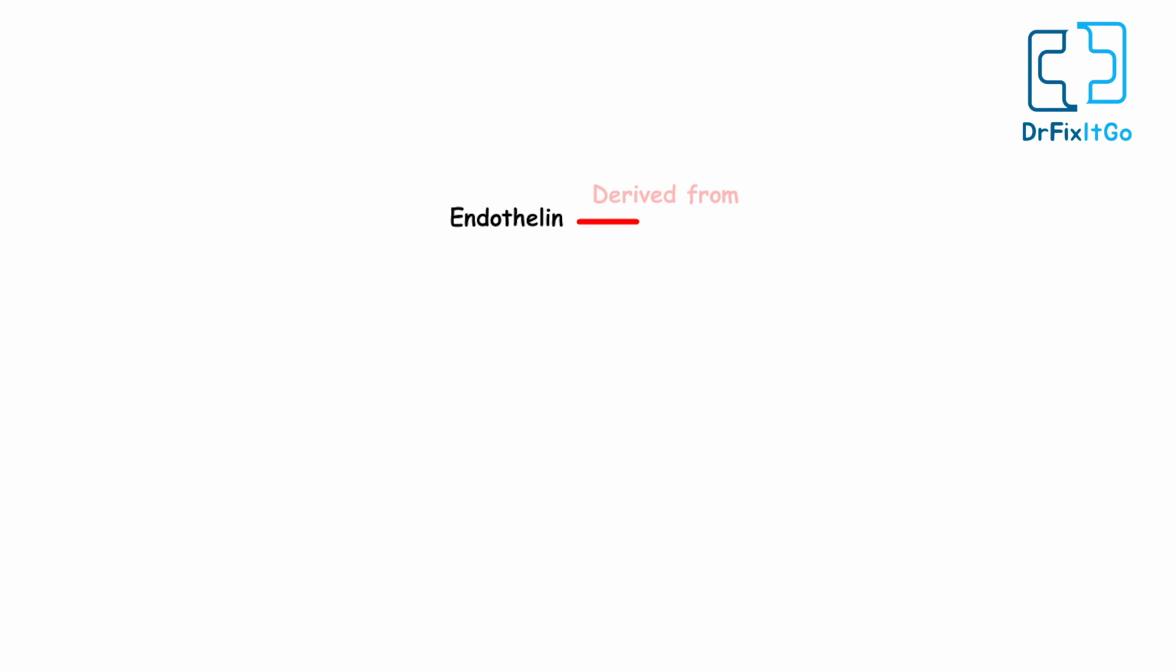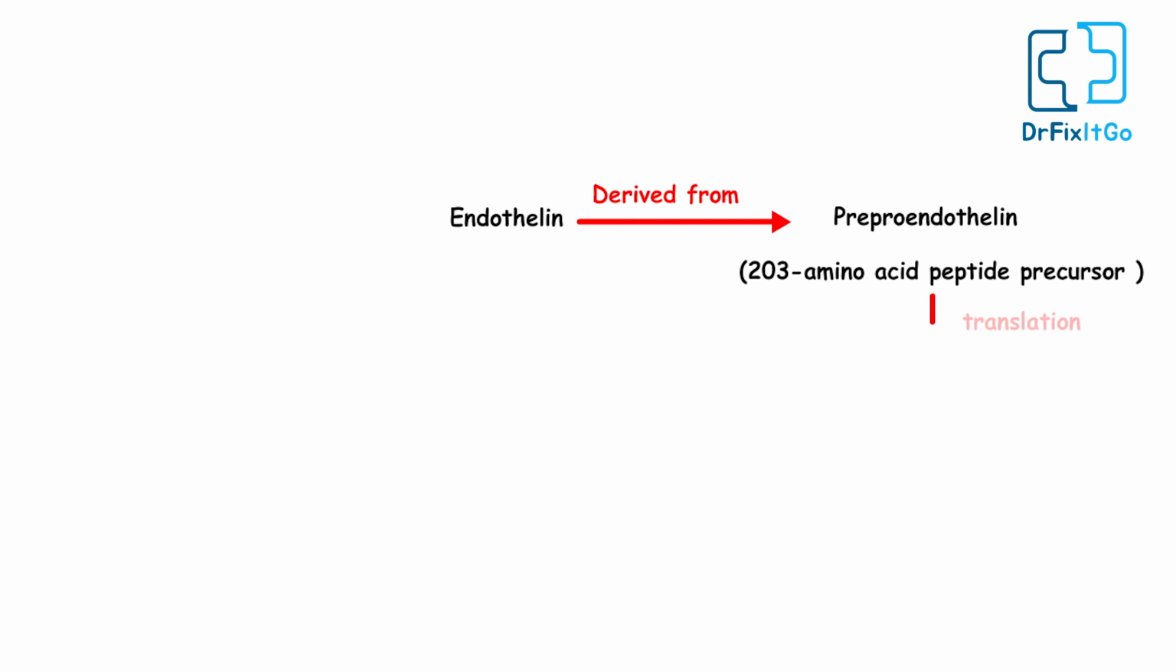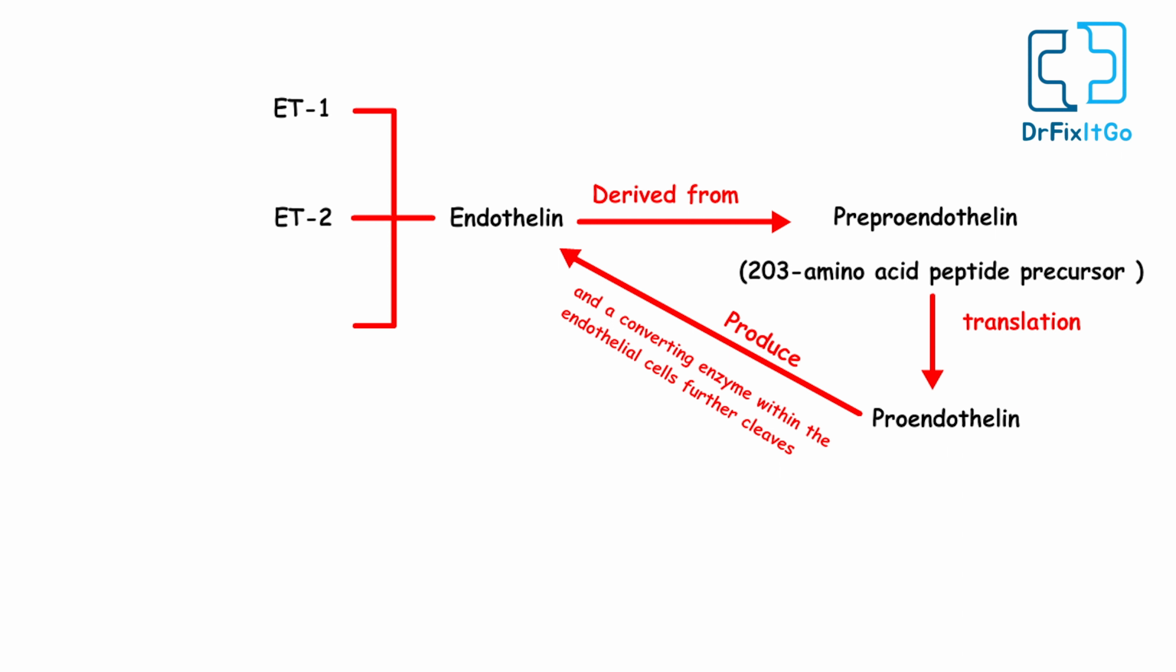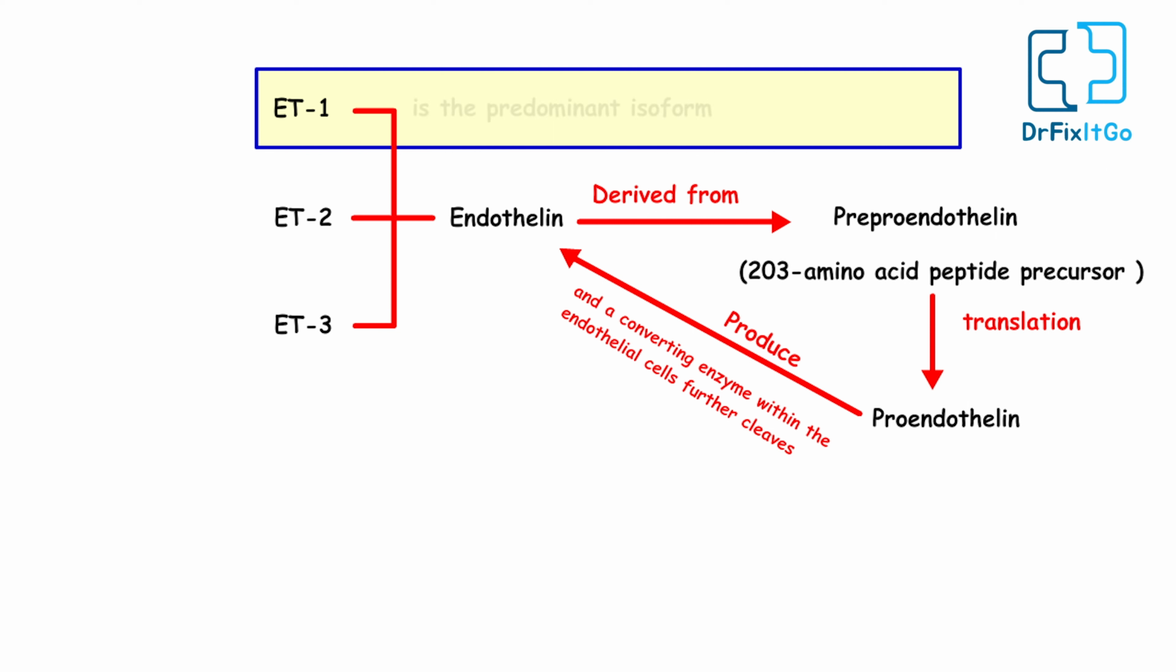Endothelin peptides are derived from a 203 amino acid peptide precursor known as pre-proendothelin. After translation, the precursor is cleaved to form proendothelin, and a converting enzyme within the endothelial cells further cleaves proendothelin to produce endothelin. While all three members of the endothelin family of peptides, that is, endothelin 1, endothelin 2, and endothelin 3, are expressed in the cardiovascular system, endothelin 1 is the predominant isoform.